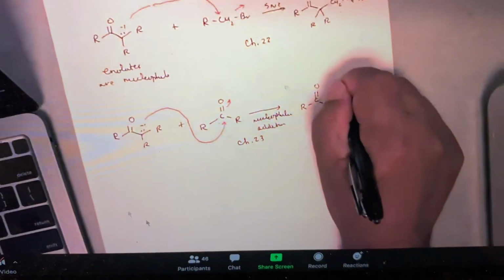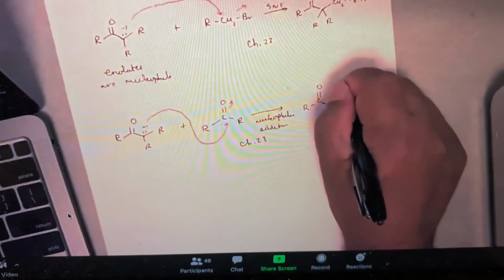Okay, this tetrahedral intermediate. It's frozen again, Professor.